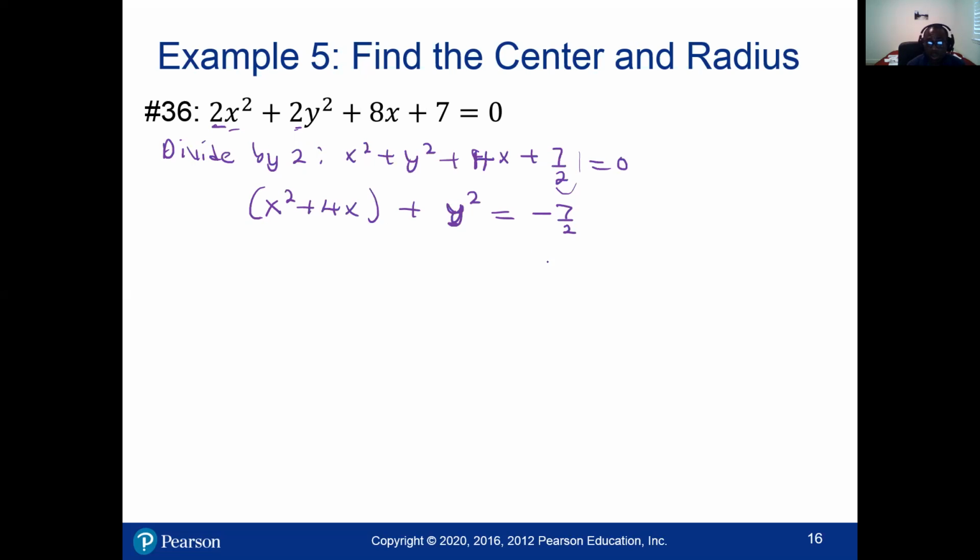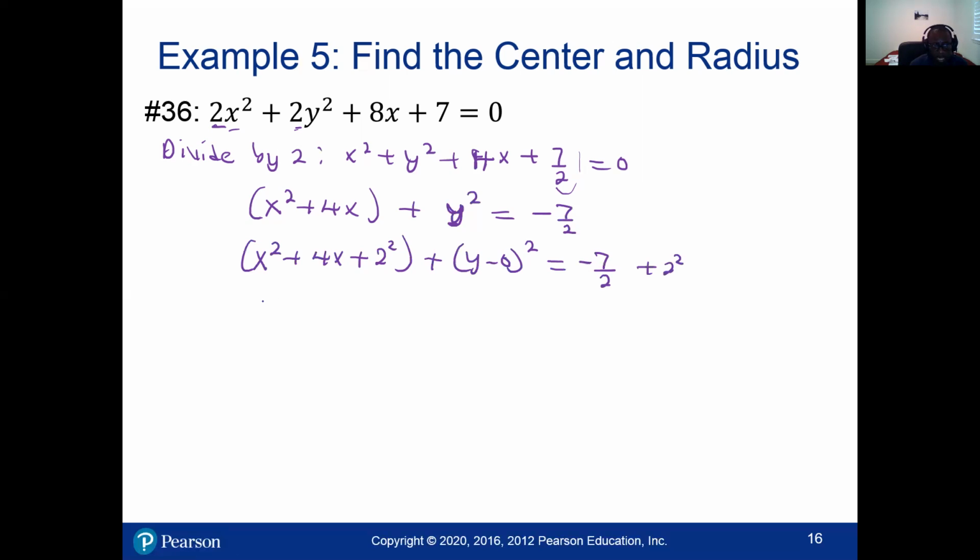So we want to complete the square then. We have x squared plus 4x. Then we add half of 4, which is 2, squared, right? So we got that. Now, the y squared is just y squared. There's no other term, but we can write it as y minus 0 all squared. Now, remember, we added 2 squared, so we add 2 squared on both sides.